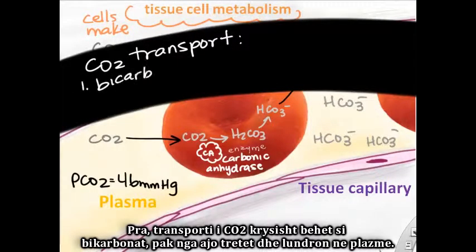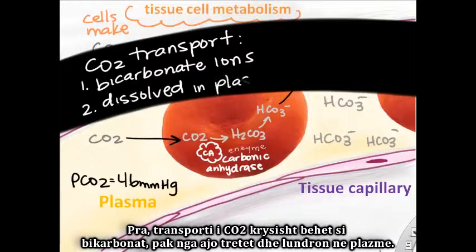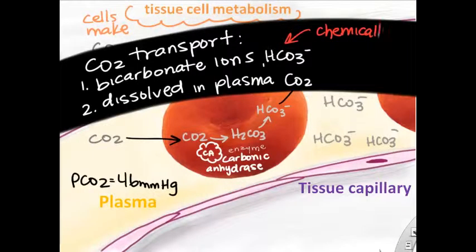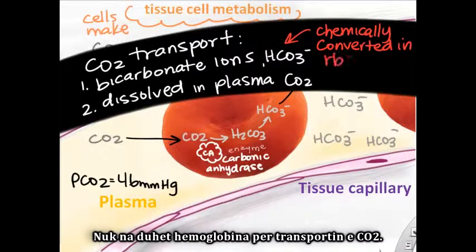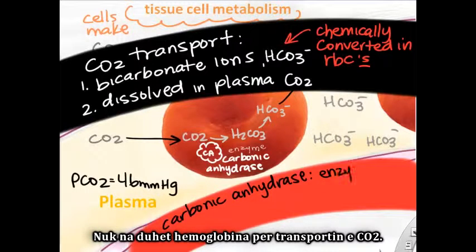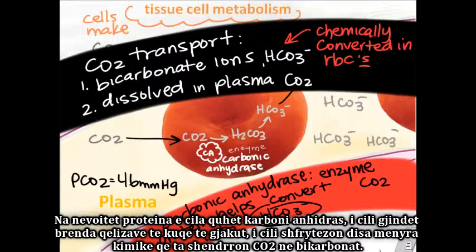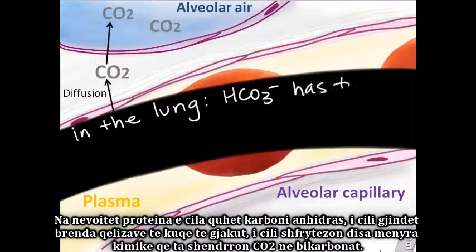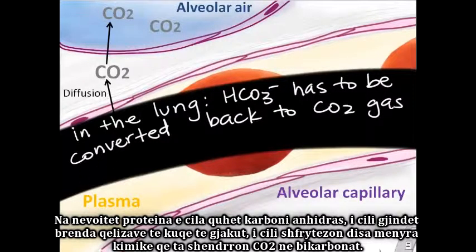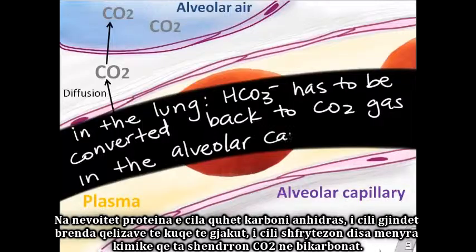So CO2 transport is primarily bicarbonate ions. A little bit, or some of it, is still just dissolved as CO2 floating around in the plasma. So we really don't need hemoglobin at all in order to transport CO2. We just transport it as HCO3- bicarbonate and some dissolved as CO2. This requires a protein called carbonic anhydrase, which is found inside your red blood cells, which uses some chemical magic to change that CO2 to bicarbonate.